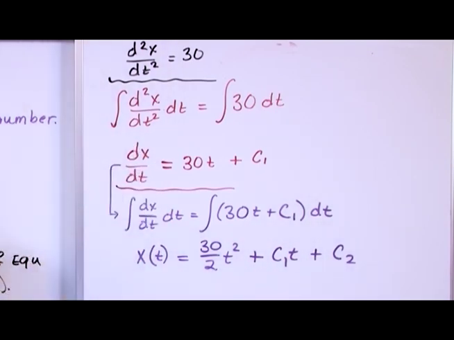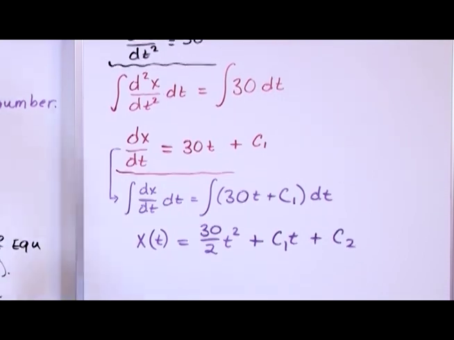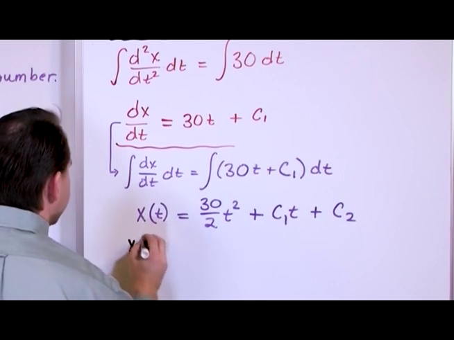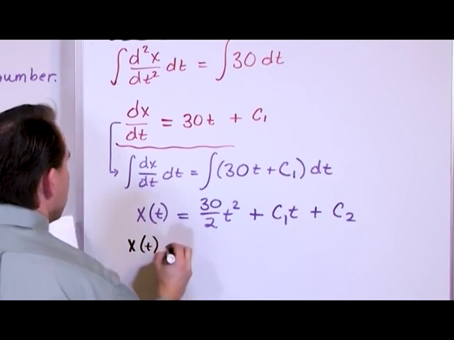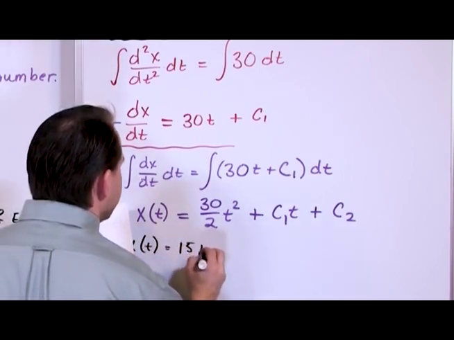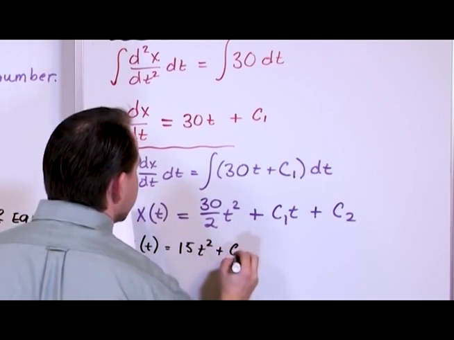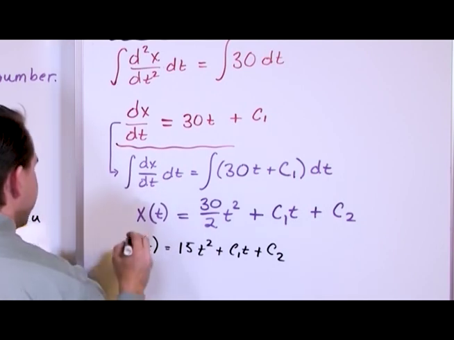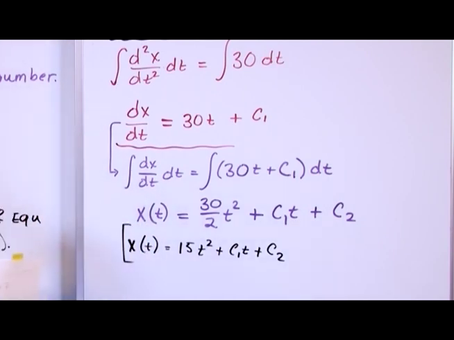So at the end of the day, let me try to switch back to black here. At the end of the day, what we got for the answer is a function of time, which was 15t squared plus some constant times time plus some other constant off by itself. This was the answer to what we got.